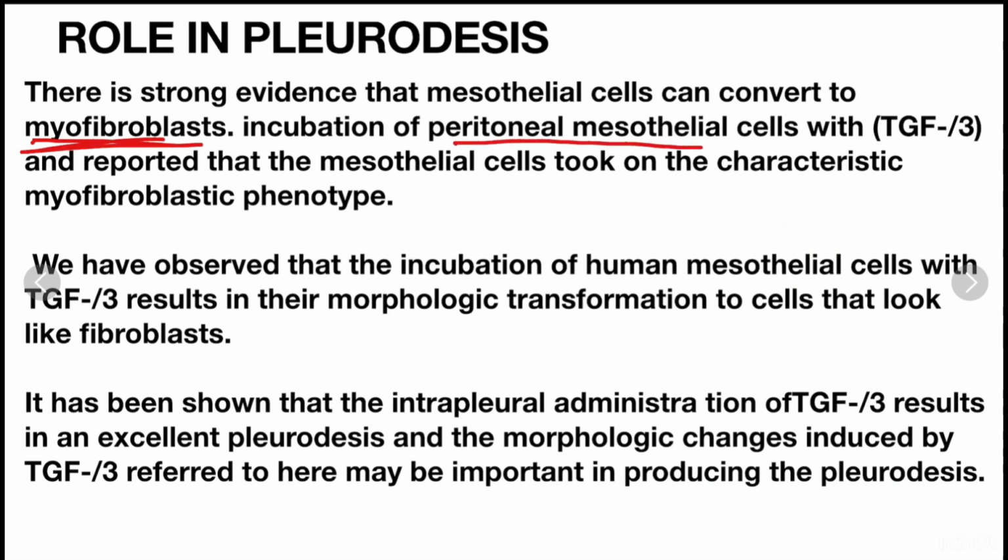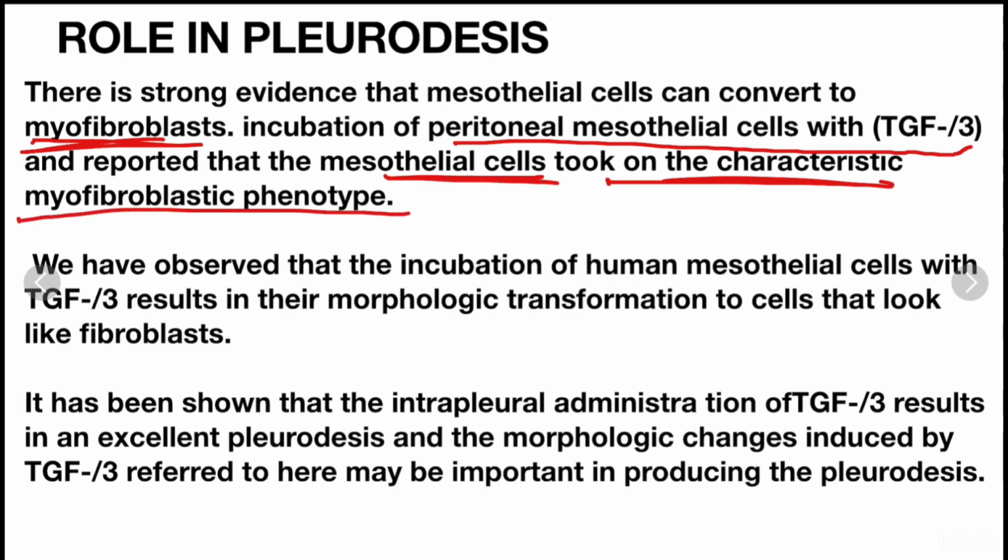Incubation of peritoneal mesothelial cells with TGF-beta was reported, and the mesothelial cells took on the characteristics of a myofibroblast phenotype. So if we incubate these mesothelial cells with transforming growth factor beta, they can take the form of a myofibroblastic phenotype. We have observed that incubation of human mesothelial cells with TGF-beta results in their morphological transformation to cells that look like fibroblasts. So they convert into fibroblasts.